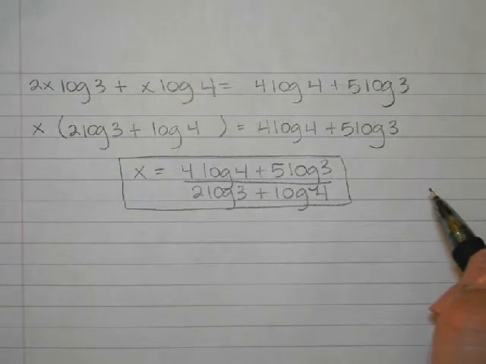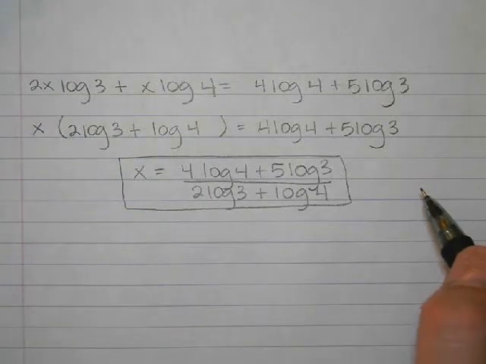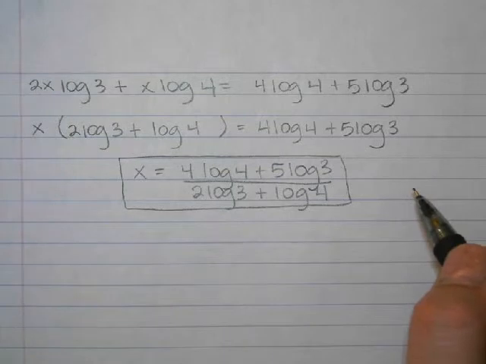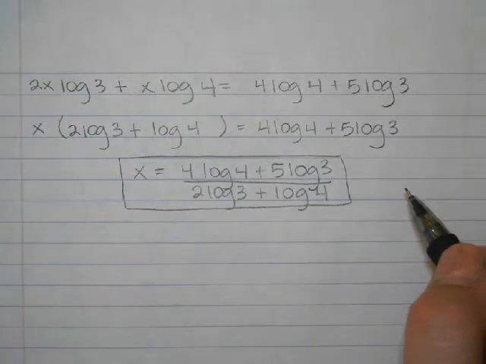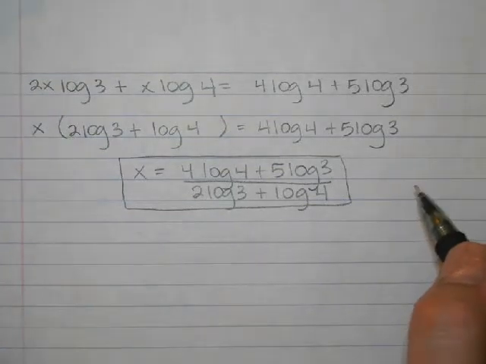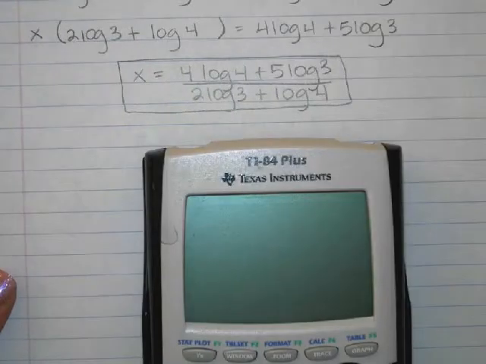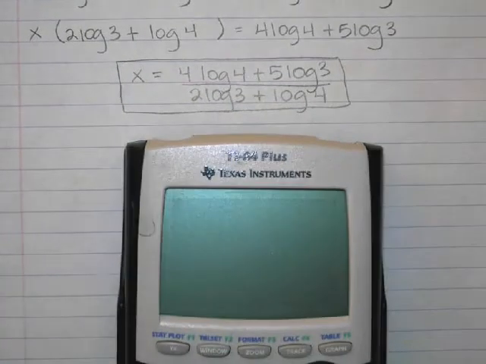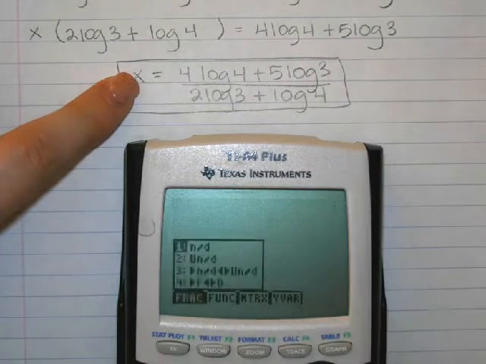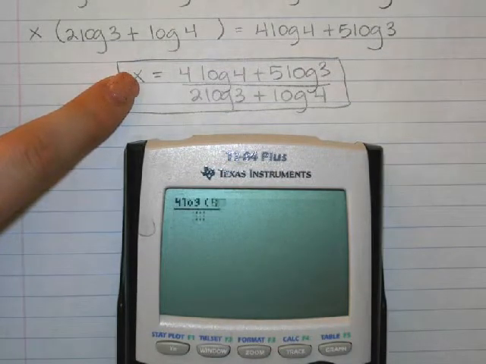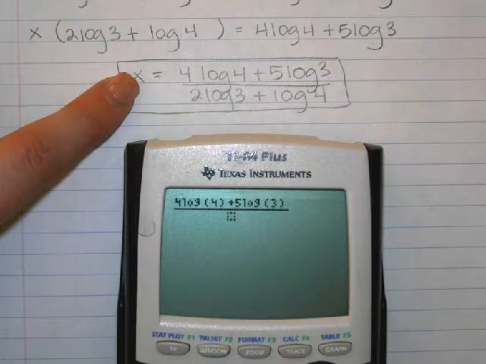So we used log, which means we don't have to do math and then up. We can just use the log button. So I've got 4 log 4 plus 5 log 3 divided by 2 log 3 plus log 4.